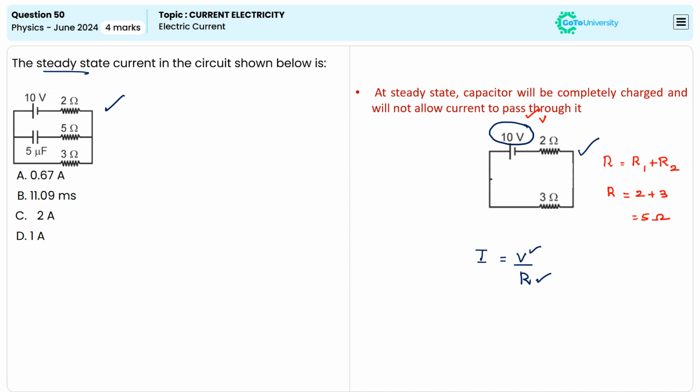Now we have the values of V and R. So we can calculate the value of I, which is equal to 10 divided by 5, which will be equal to 2 ampere. So the correct answer for this question is option C.